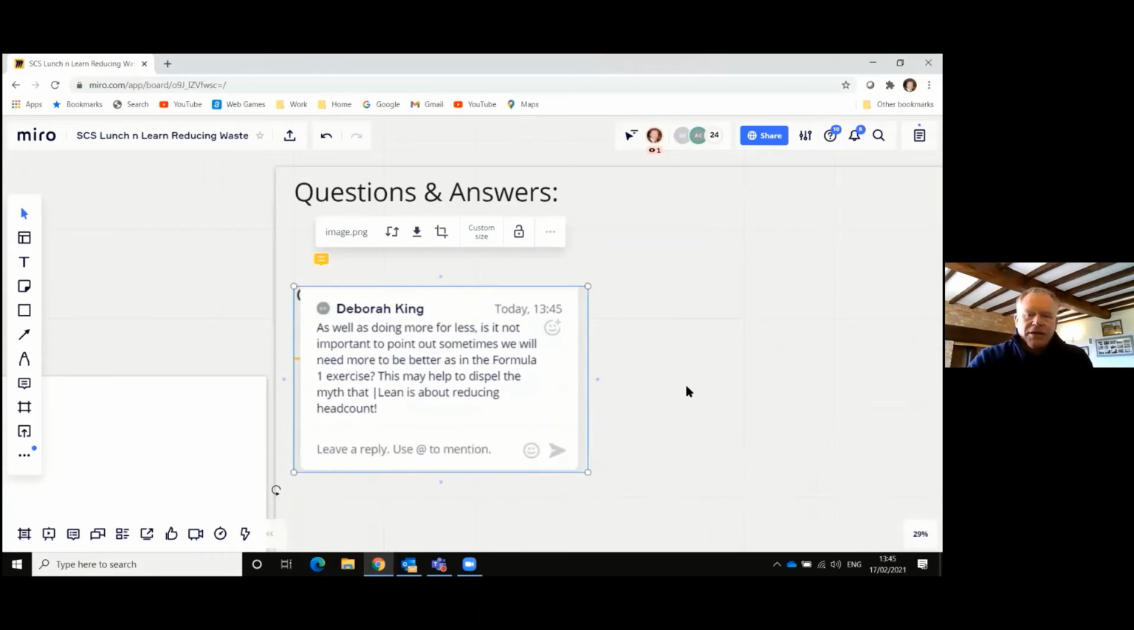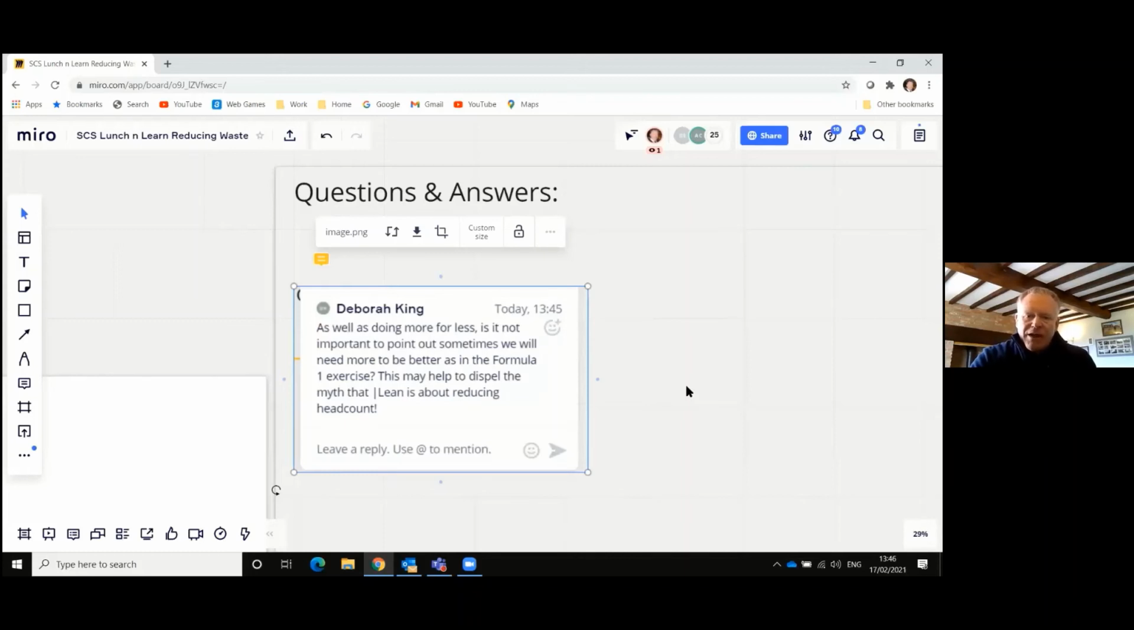Yes, I agree there. A good point there from Deborah King. So as we start to think about removing waste, we may need to look at different technologies, different platforms out there, and there may be an investment required to ensure that what we have is actually bringing better to our industry.